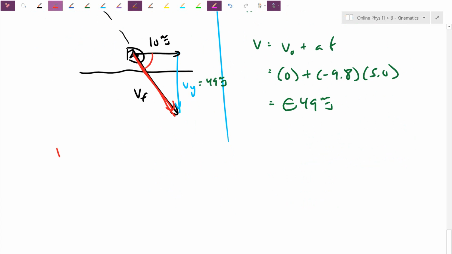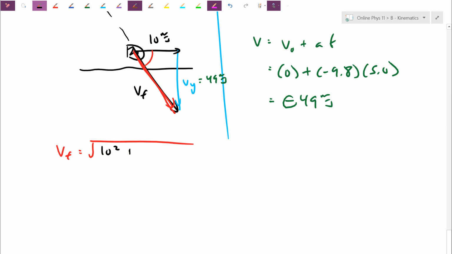We can say, fine, our VF is equal to the root of 10 squared, the x velocity, plus the y velocity squared. So let's type that in there, the root of 10 squared plus 49 squared. Make sure you use brackets. This gives me here 50 meters per second. It's slightly faster than the 49, you see that.